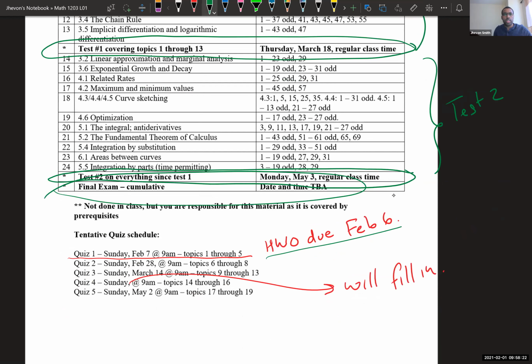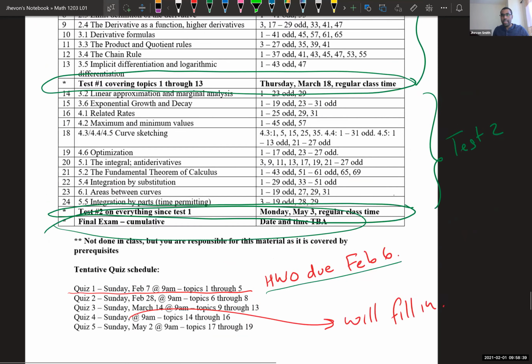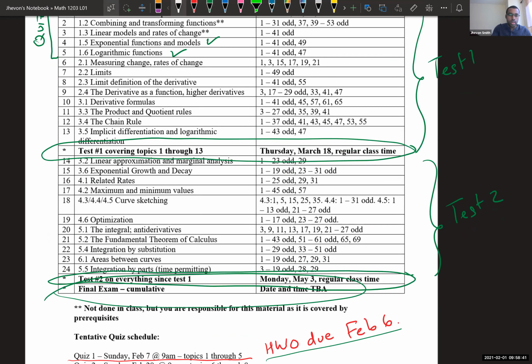But all the other homeworks, I'm going to make the homeworks for topics up to 13 due just before midterms, and the homeworks for topics 14 through 24 will be due like the last week of class. But try to keep up with the class with homeworks. Hopefully that answered your question and a lot more. Any other questions? Comments, concerns?